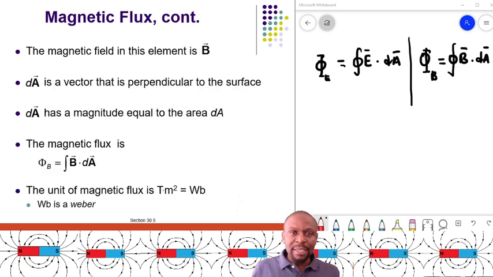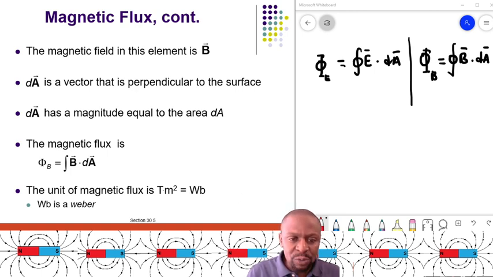Now in that case, the magnetic field in the element is just B, and dA is the vector that is perpendicular to that surface. Therefore, the magnetic flux is given by this equation here, as I've already shown you. Then the unit of the flux is tesla meter squared, which is nothing else but the weber.